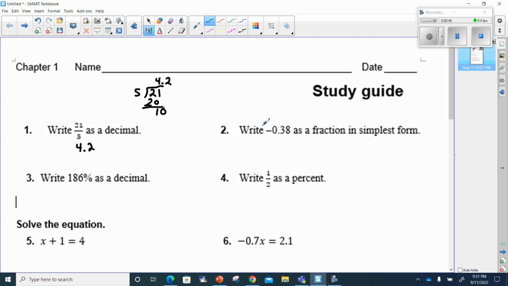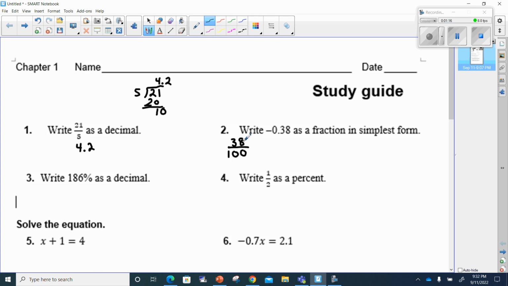Next is number 2. Write negative 0.38 as a fraction in simplest form. If I write this as a fraction, remember what I always told you, when you have a decimal and it doesn't have a line over it, you put zeros underneath. So this is 0.38. Okay, we're going to take our dot and turn it into a line. We're going to put zeros underneath each number, and we're going to put a 1 in front of those zeros.